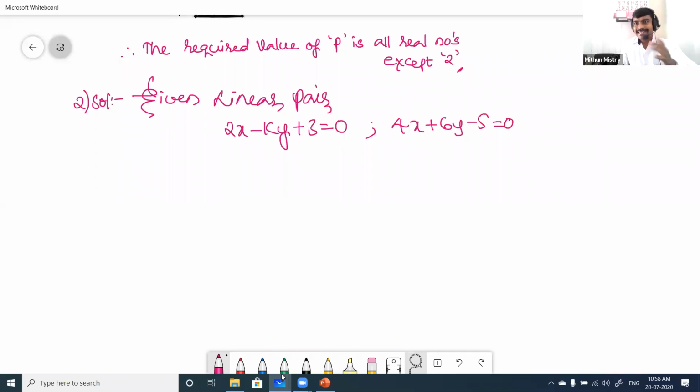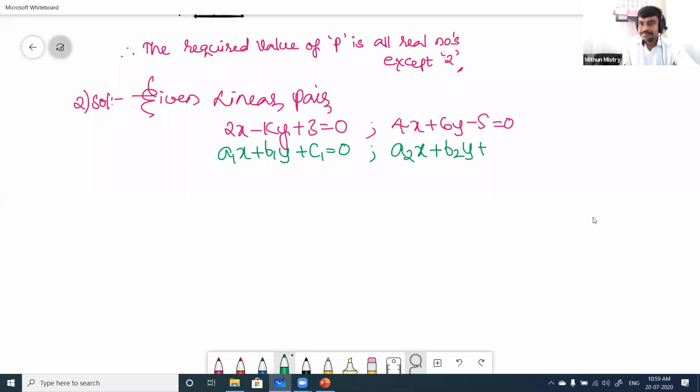So already they are in standard form. What form, sir? Standard form means equal to 0 is there on the RHS. That is called standard form. So directly you can write a1x plus b1y plus c1 is equal to 0. Why are we writing this? So that we can extract what is a1, b1, c1, a2, b2, and c2. I have observed in my lifetime many students who write the general form.